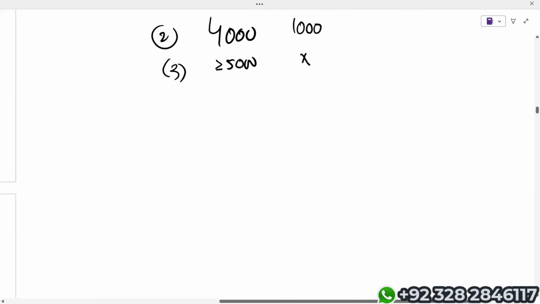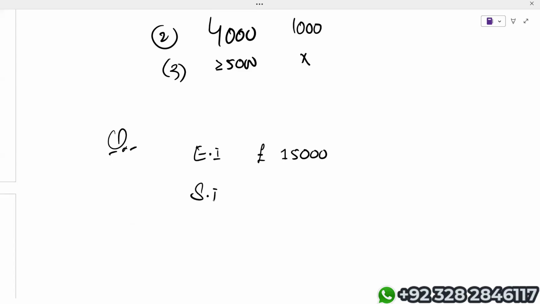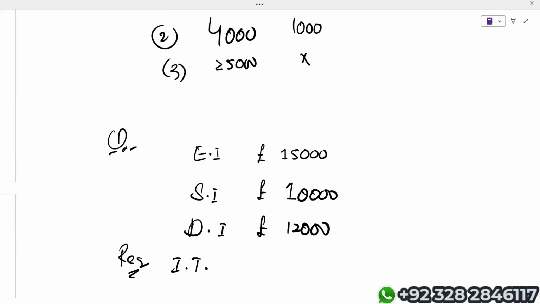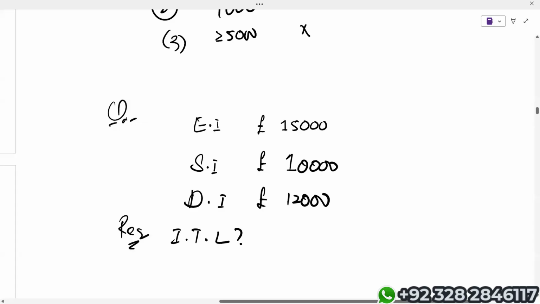Let me write one example for you, and I want every one of you to try that. Assuming someone is having employment income, let's say £15,000. Saving income is, let's say, £10,000. Dividend income is, let's say, £12,000. Required: I want every one of you to calculate income tax liability, whatever you think is the right way. I'm giving around 5 minutes to all of you to attempt this question. Let me pause the video, otherwise video becomes unnecessarily very long.